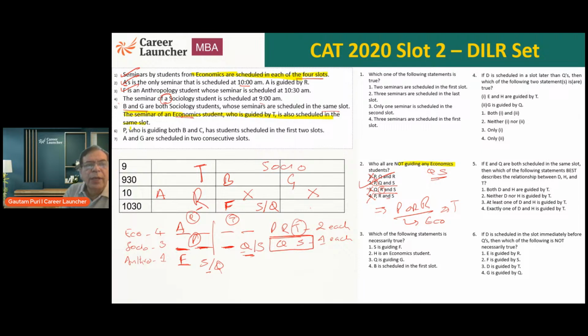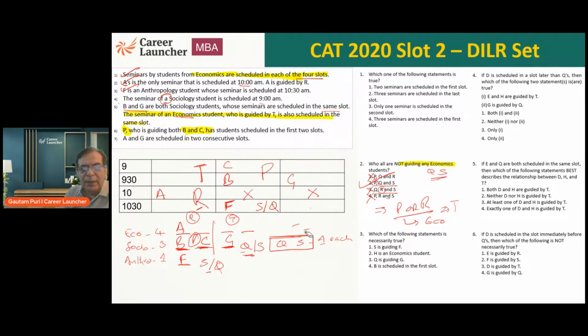Okay. Statement 6, P is guiding both B and C. So B and C are guided by the same person. That means same faculty member. That means B and C are from the same department. B is from sociology, so C should also be from sociology. Okay, P is guiding both of them, so that means the person who's guiding both these is P. So P is guiding both B and C, right? And the person who's being guided by either Q or S is G. So now we know which individual belongs to which.